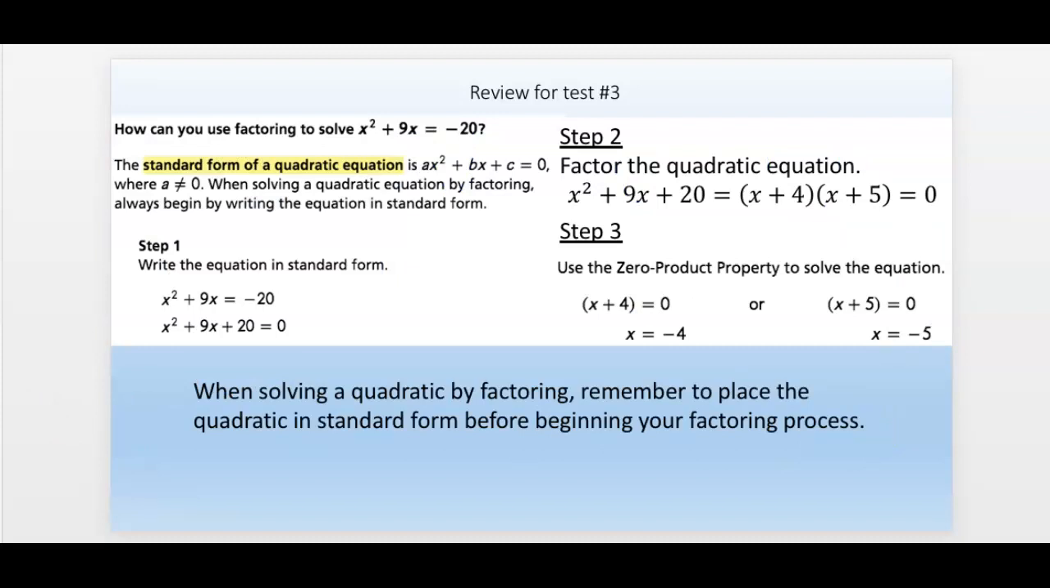Remember, you can factor a quadratic and solve it by setting it equal to 0 and using the zero product property. All right, set each individual factor equal to 0 and solve for x. Remember, initially, always write the equation in standard form. All right, that's how you factor it. You can also use Desmos and see where it crosses the x-axis.